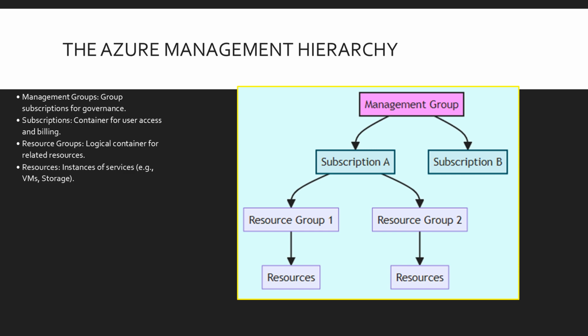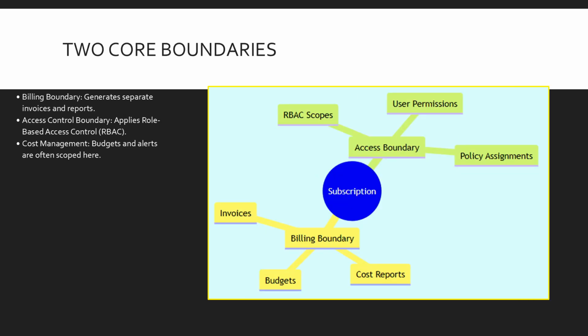Here we see the hierarchy visually. The management group at the top lets you manage policies across both subscription A and subscription B simultaneously. Each subscription then branches down into its own resource groups. This structure allows policies applied at the top to flow down, while the subscription remains a distinct unit for billing and operational management.